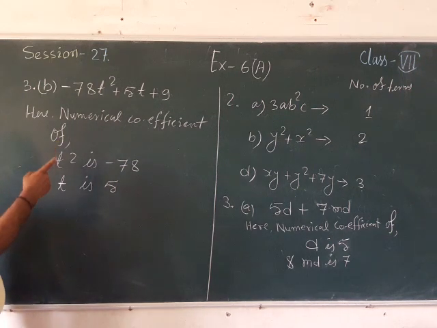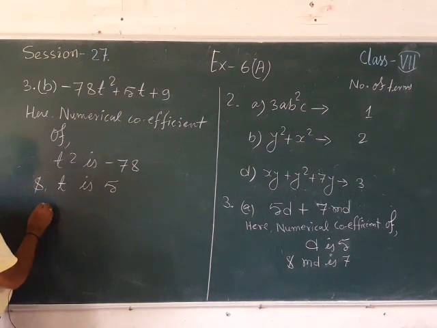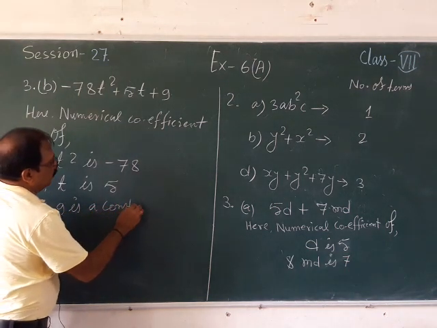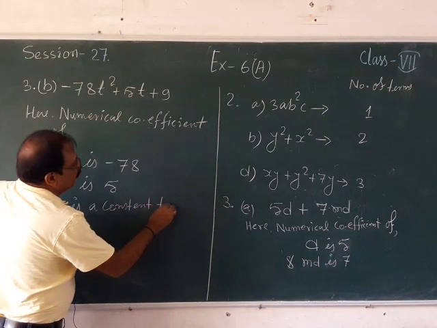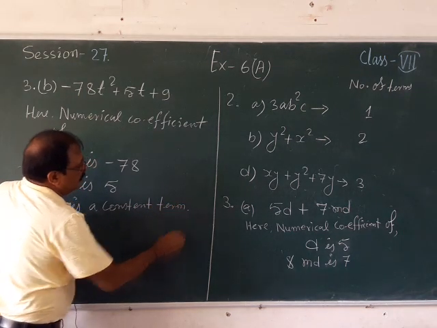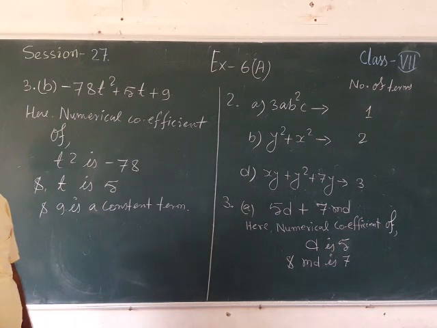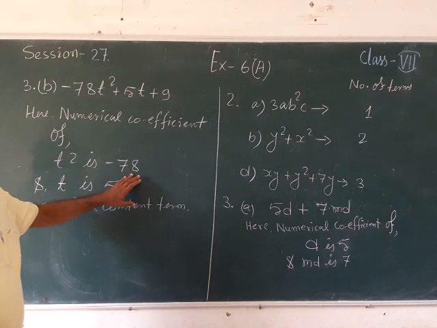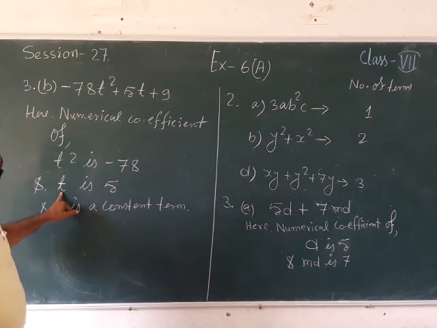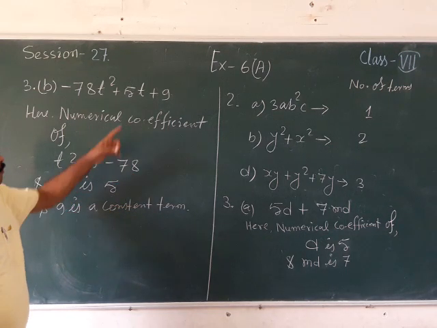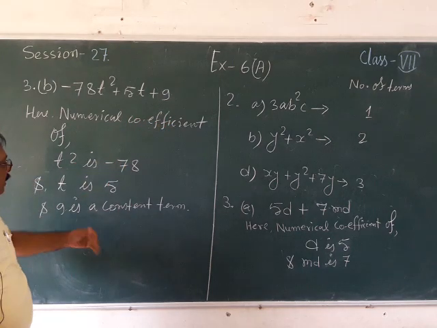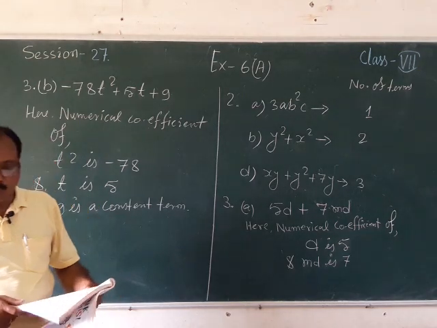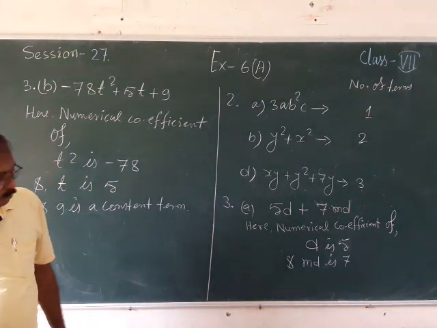And 9 is a constant term, because 9 has no variable. No variable means it is a constant term. So t square has coefficient minus 78 and t has coefficient 5, but 9 has no variable, that means 9 is a constant term. Like that you can do question number 3 also.